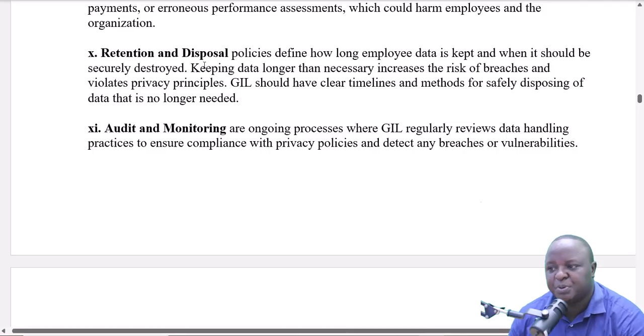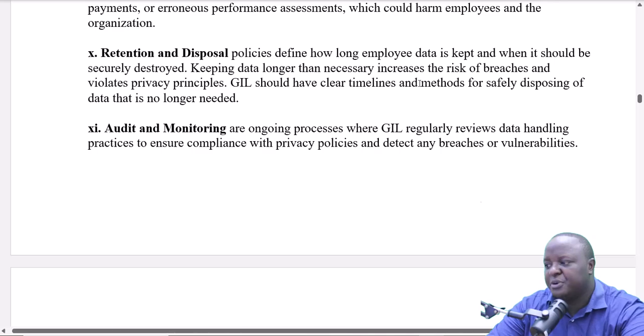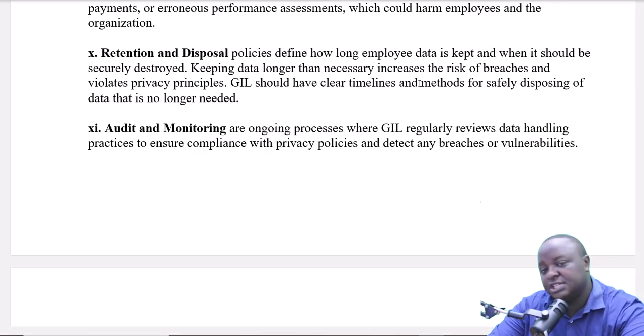retention and disposal. Policies define how long employees' data is kept and when it should be securely destroyed. Keeping data longer than necessary increases the risk of breaches and violates privacy principles. GIL should have clear timelines for safely disposing of data that is no longer needed.